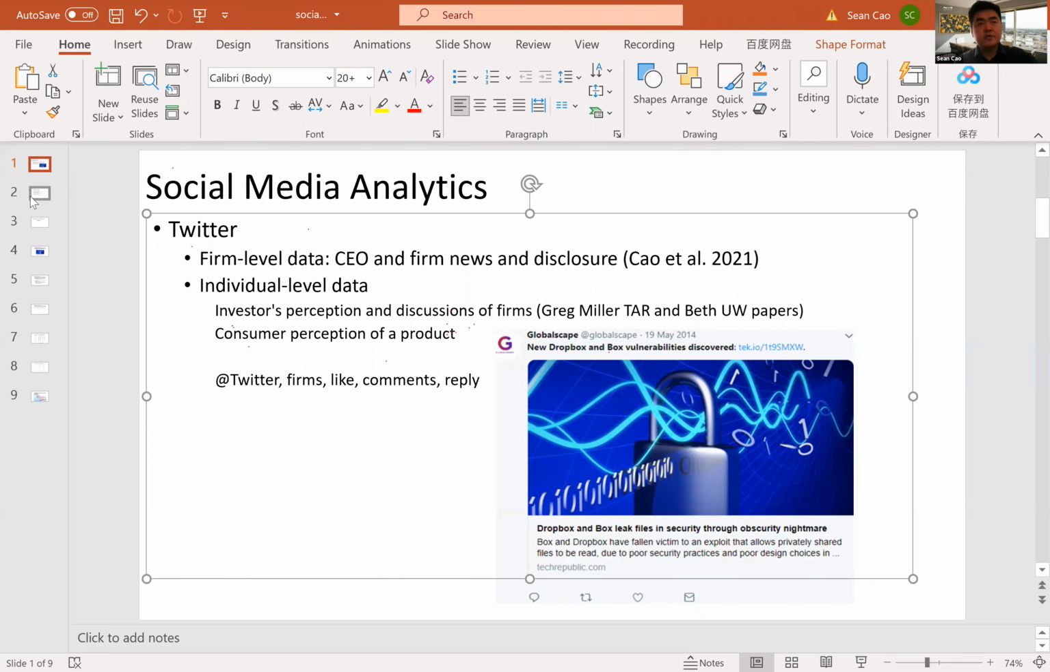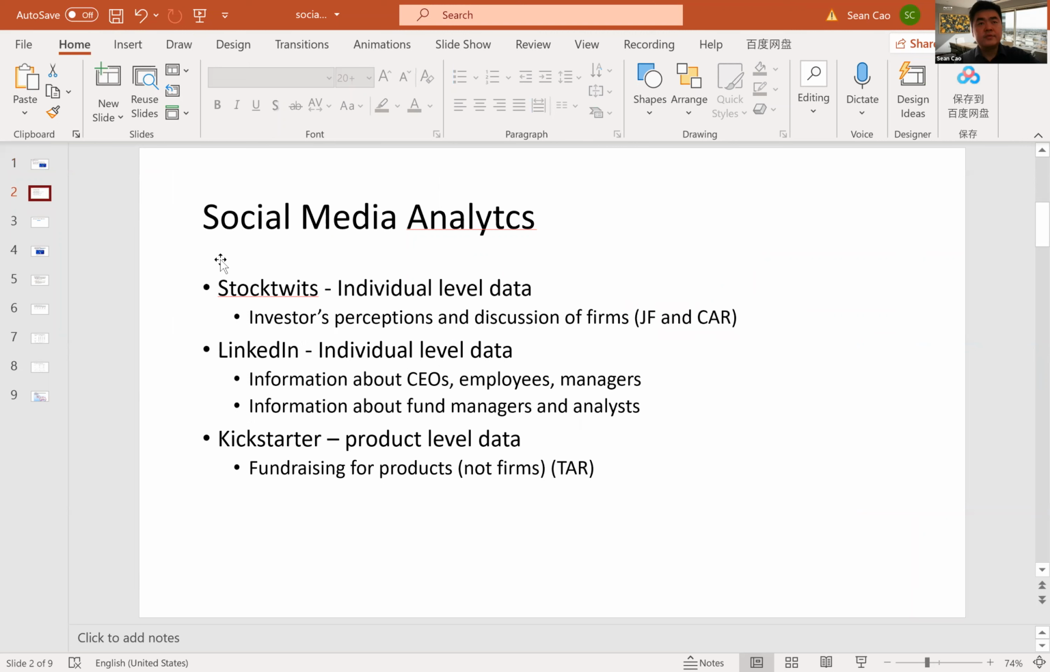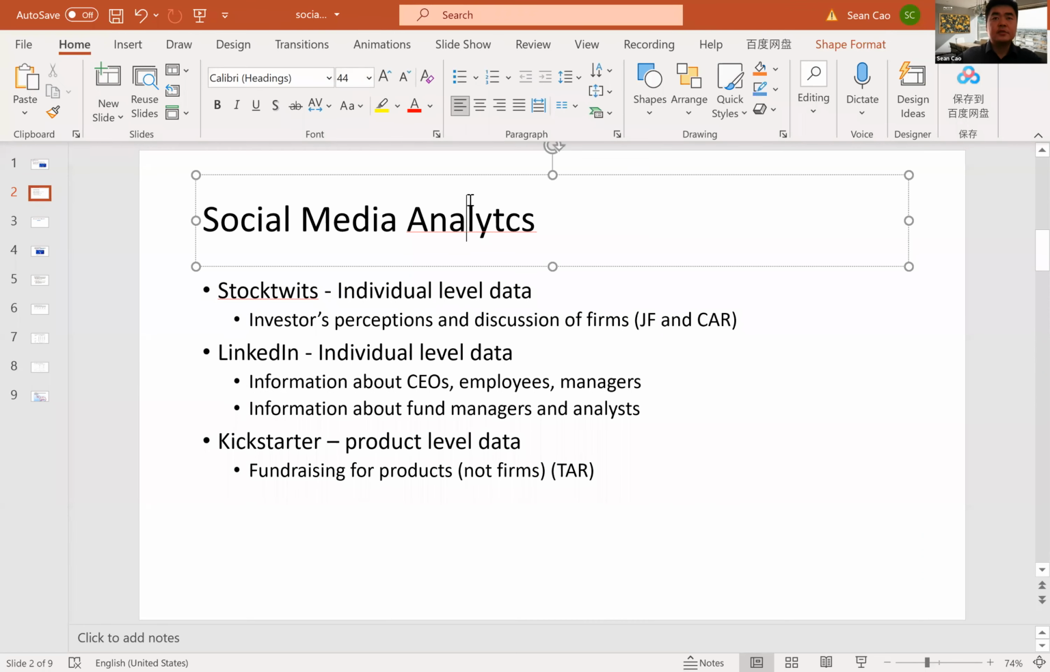There's other stuff I want you guys to be aware of, which is we have StockTwits, we have LinkedIn, we have Kickstarter, we have different social media. So what is StockTwits? StockTwits is a website, it's a social media where investors can discuss their perception of certain firms.